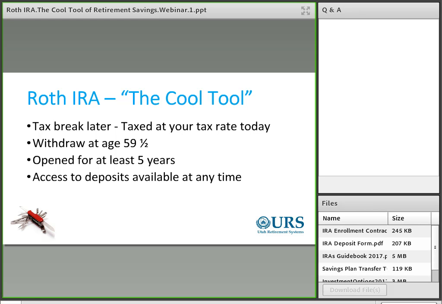All right. So let's go into some really unique things, what we feel makes the Roth IRA the cool tool of retirement savings. So again, we've already discussed this. You get that tax break later on. You're taxed at your rate today. You take that money out at 59 and a half. Again, that account has to be open for at least 5 years. Now, here's something that's truly unique about the Roth IRA, and this is one thing that a lot of people miss and overlook: we look at this as a dual purpose type of savings vehicle. One of the cool tool features here.